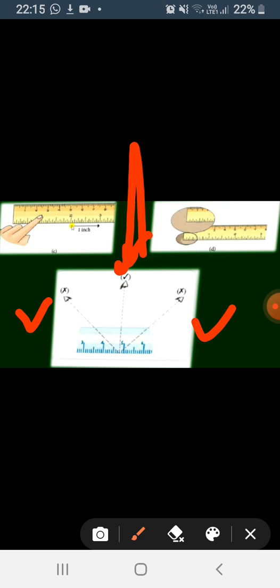Scales should always be read from the top. If you read from the side, it will give you a wrong measurement. It should be read from the top.